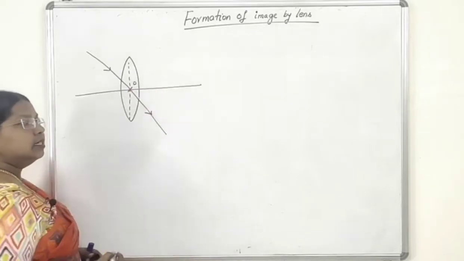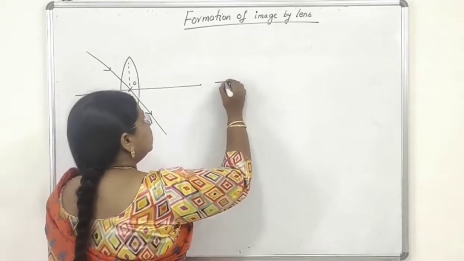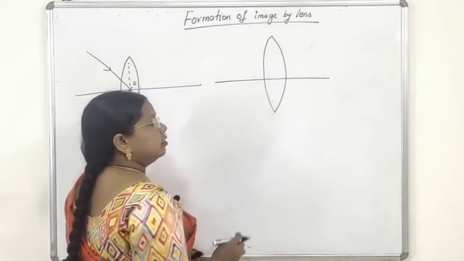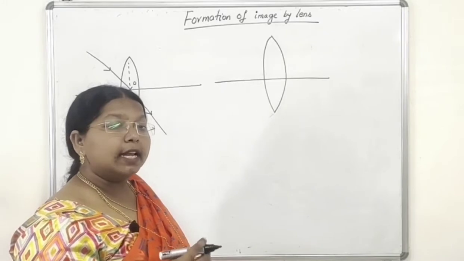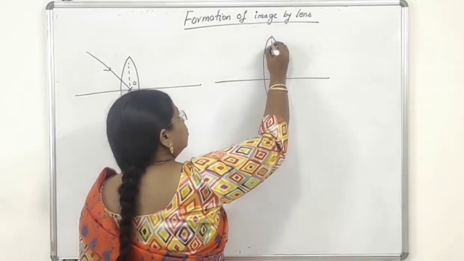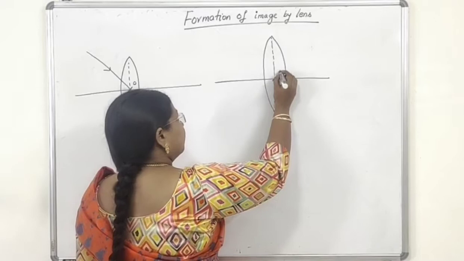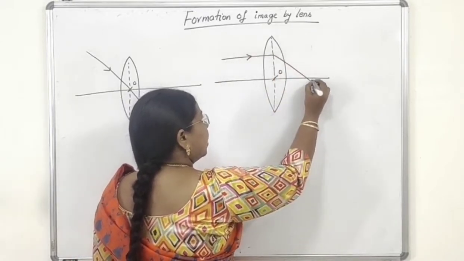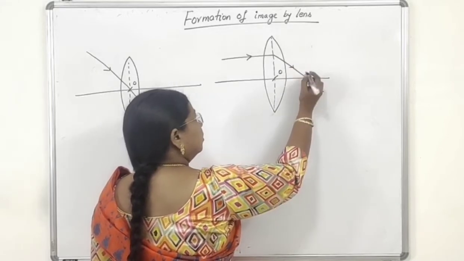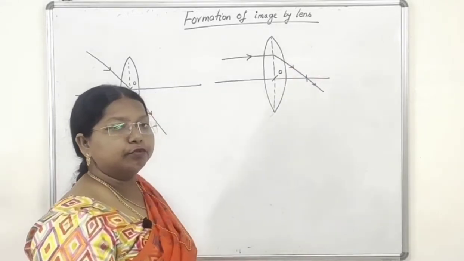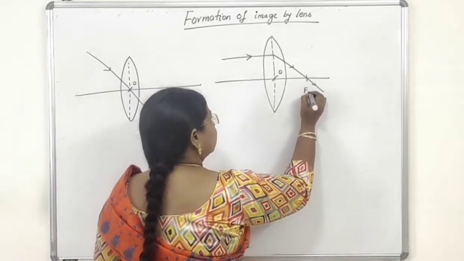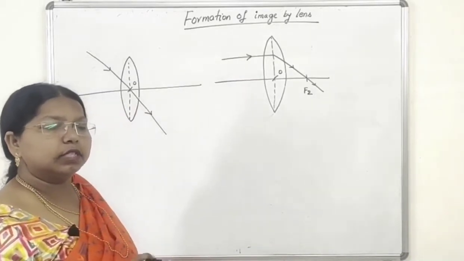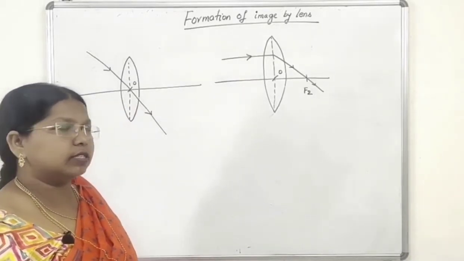Okay. Second one, when light enters the convex lens parallel to the principal axis, they pass through, or meet at, a point F2, the second focus. I am drawing only one ray diagram just to understand. We already finished all these concepts.